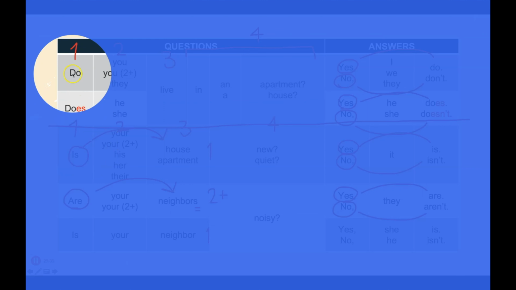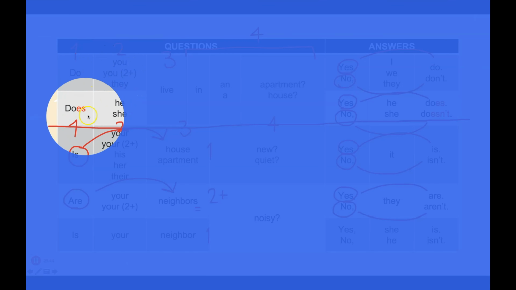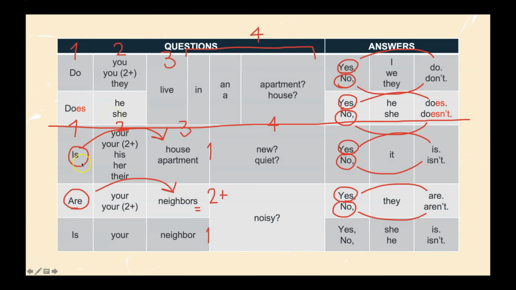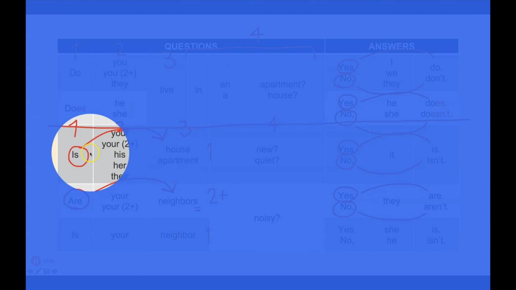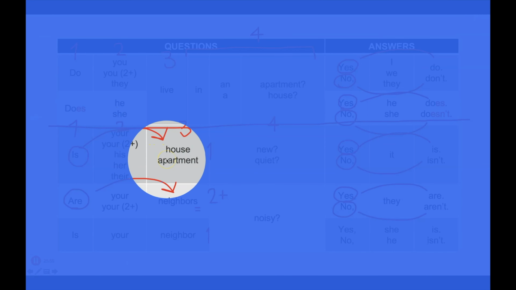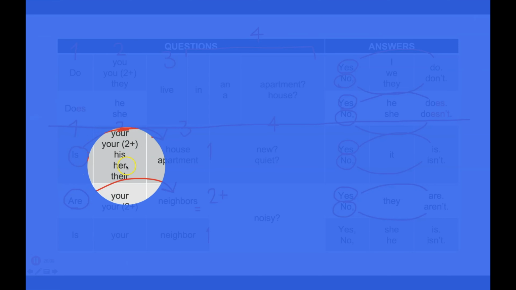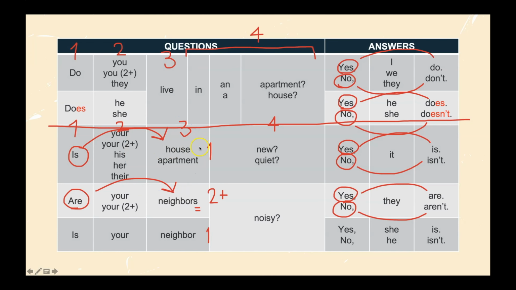Now, remember here we have do you, do they, does he, does she, but is your house, is your apartment, is his house, is her apartment, is their house. Okay, why do we have is? Why do we have is? Because we have one house, one apartment.